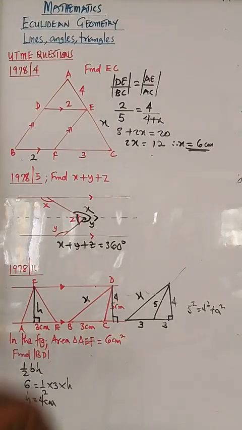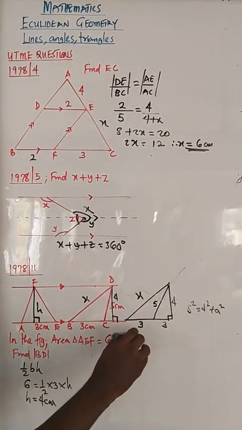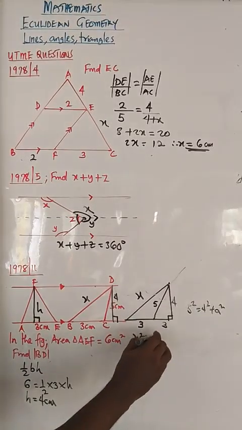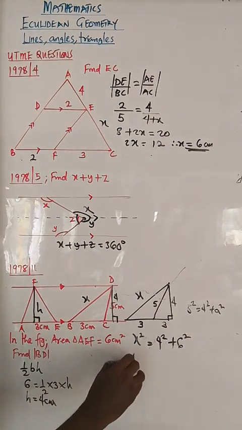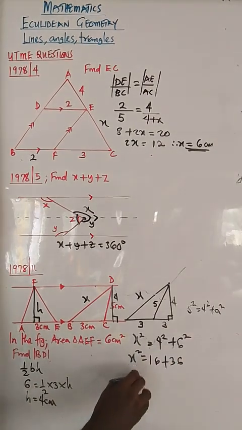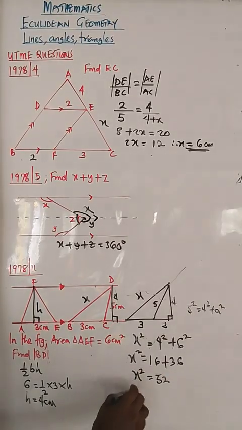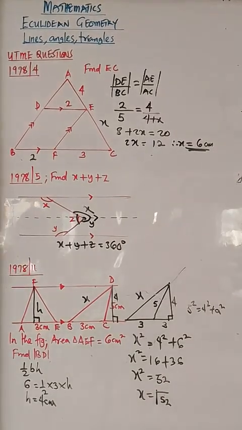So if we apply Pythagoras theorem again, this is the hypotenuse for the big triangle. So we have x squared equals what? The whole of this, 4 squared, plus the whole of this, 6 squared. So x squared equals 16 plus 36. x squared equals 52. Then x equals the square root of 52. And that will be the answer.